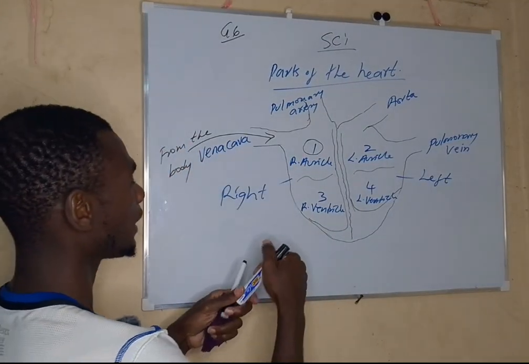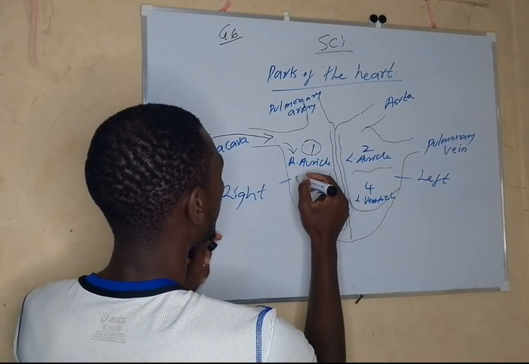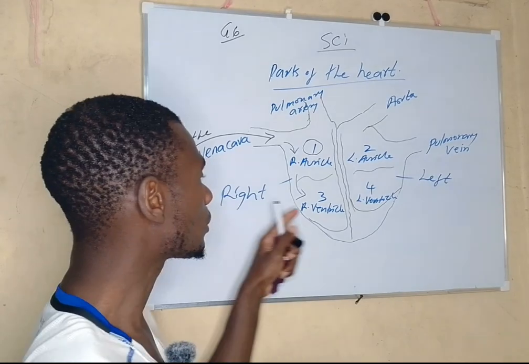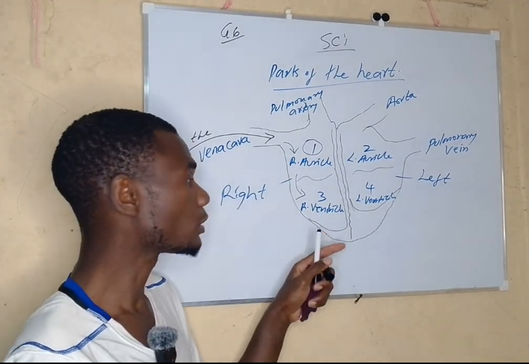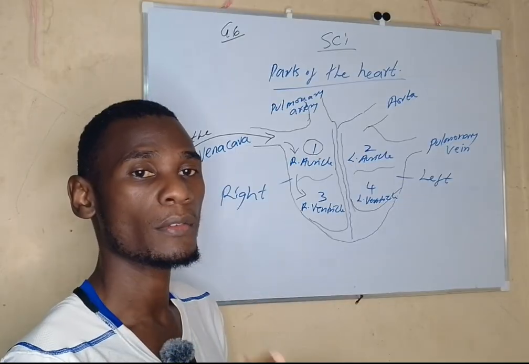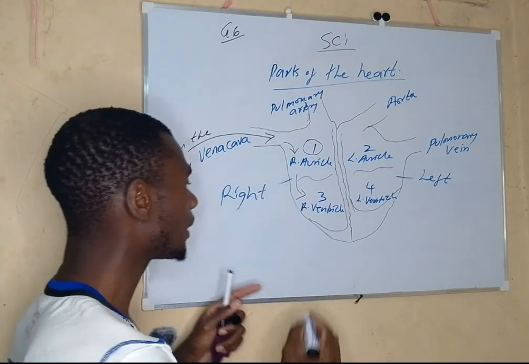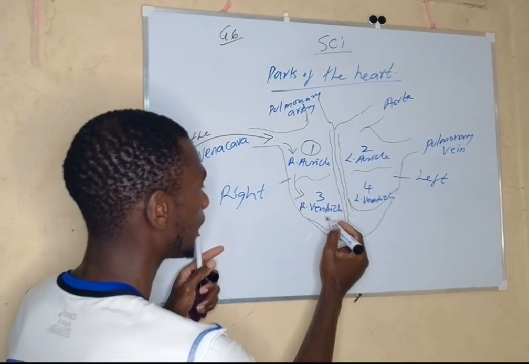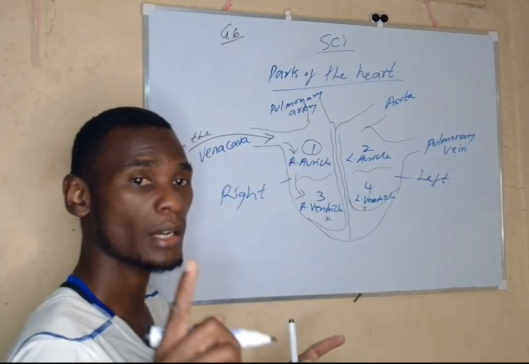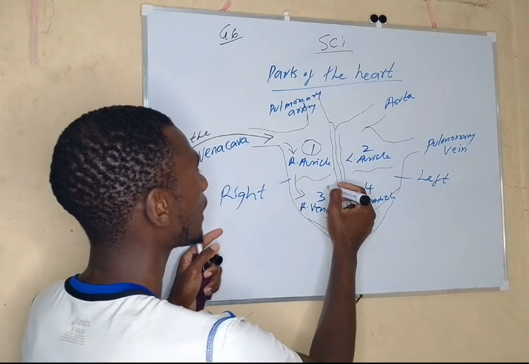Then once that blood has been received by the auricle, the auricle passes it down to the ventricle. Why must it go to the ventricle? Because when we were starting, I wrote that the work of the heart is to pump. That pumping takes place at the ventricles, both ventricles do the work of pumping. So the blood must come down here so that it can be pumped.